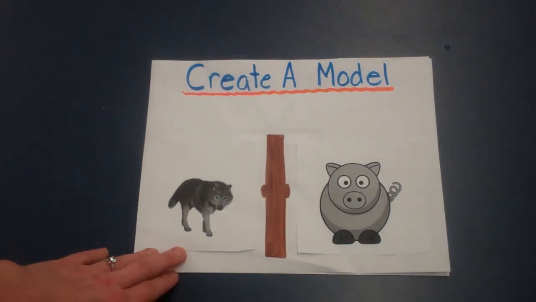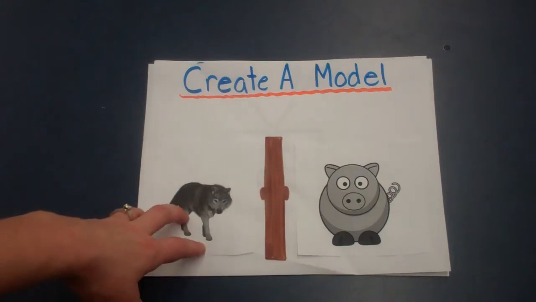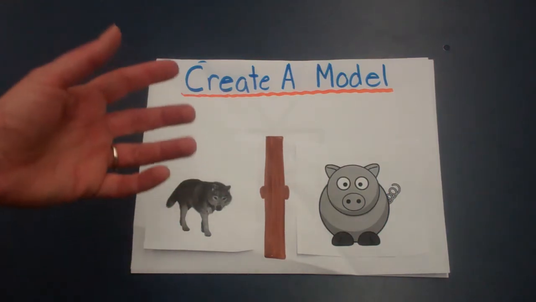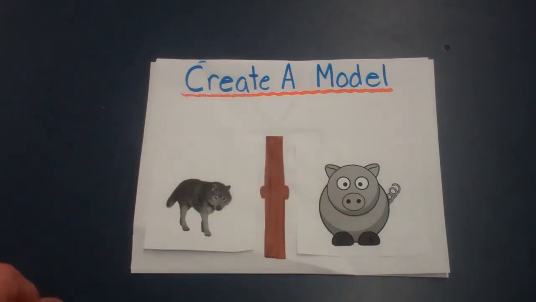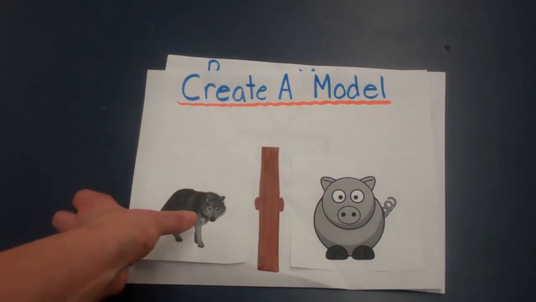Another is create a model. This is where you will physically create a symbol or an object that represents an important moment in the text. So for me, I decided to represent that moment where the wolf is on one side of the door and the pig is on the other. So my model would have a physical door, either made out of wood or clay or something else, and I would have something that represented the wolf and something that represented the pig to show that this was a significant moment in my text. I also could have chosen the pot of boiling water and have the wolf inside of it to show the resolution. So you need to choose a moment or an object that represents something from your text.